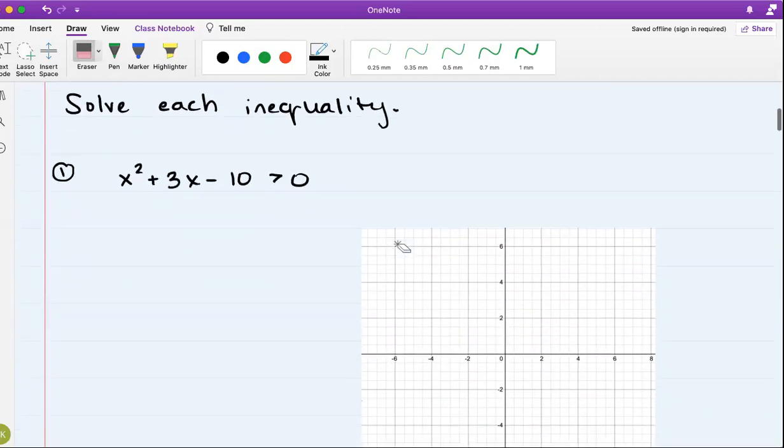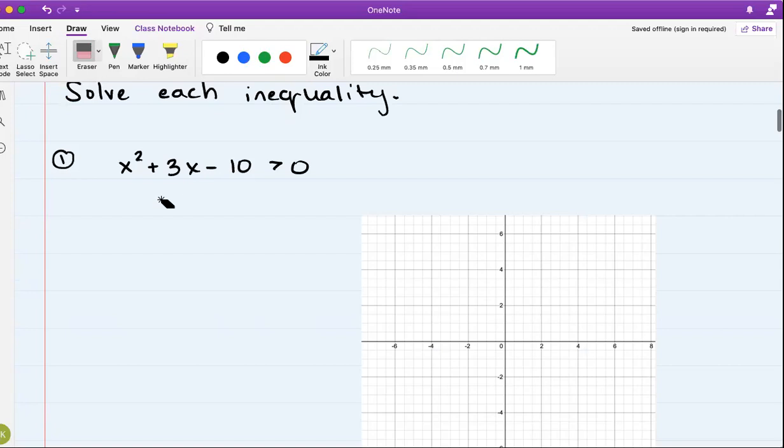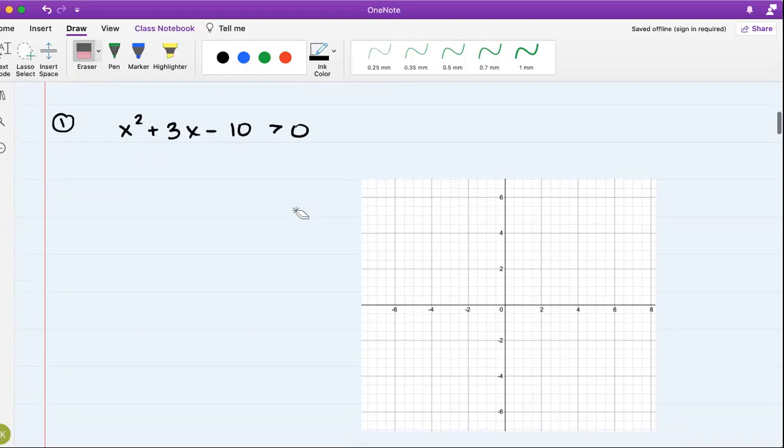So let's look at our first example. We want to solve this inequality x squared plus 3x minus 10 is greater than 0. So what you want to notice here is on the left-hand side you have a quadratic. And since we have a quadratic, we can graph it. In fact, what I'm going to do is factor it first.